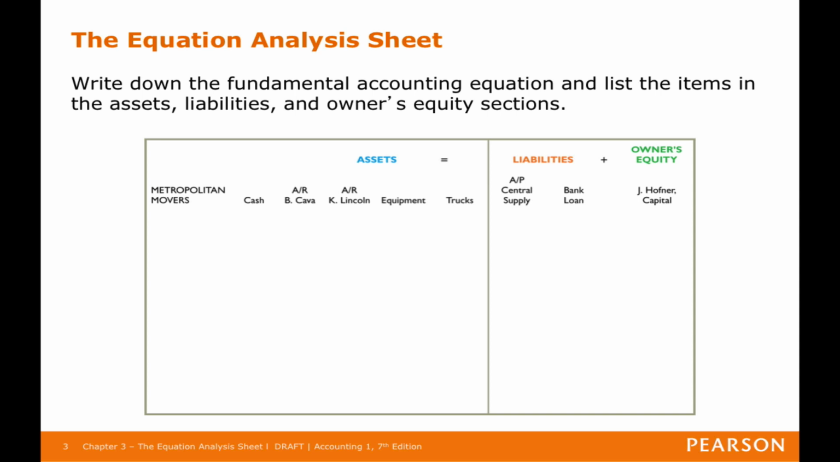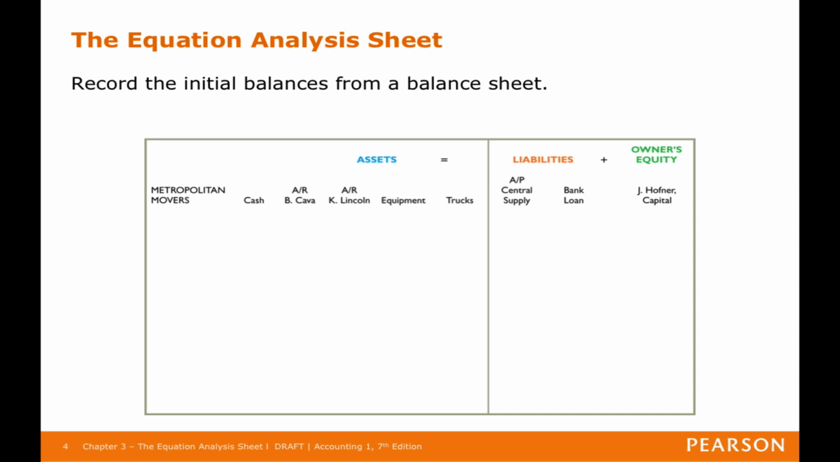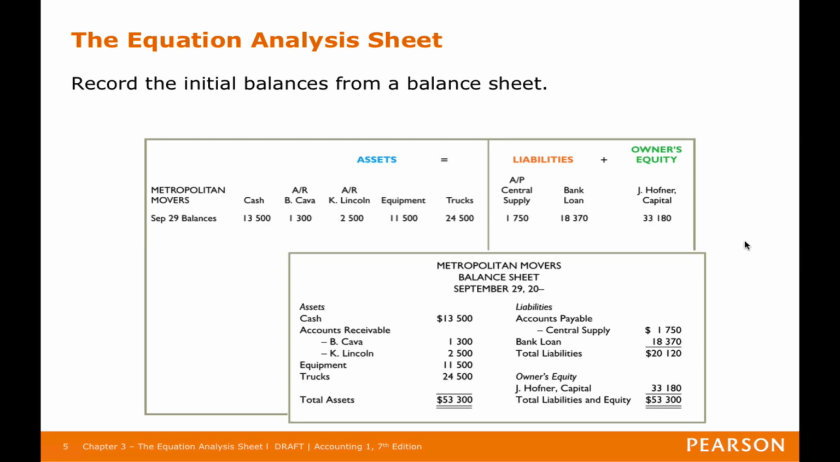Once we've listed the assets, liabilities, and owner's equity, we can start to record the initial balances from the balance sheet. To do this, we need to look at the balance sheet of Metropolitan Movers. So we have one here from September 29th that lists the values of the assets, liabilities, and owner's equity, and we can see that those values have been transferred into the equation analysis sheet. Once that's done, we can start to look at our transactions.